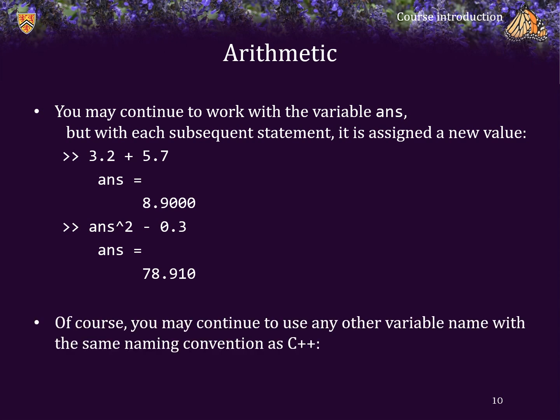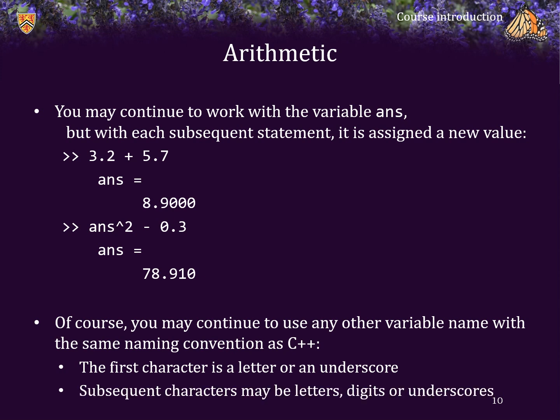Of course, it's much easier in many cases to just assign results to another variable, and the variable names in Matlab have the same naming convention as in C++. The first character is a letter or an underscore, and all subsequent characters, if any, may be letters, digits, or underscores. One point: ans continues to be assigned the most recent value it was assigned until you perform another calculation that does not assign the result to an actual variable.